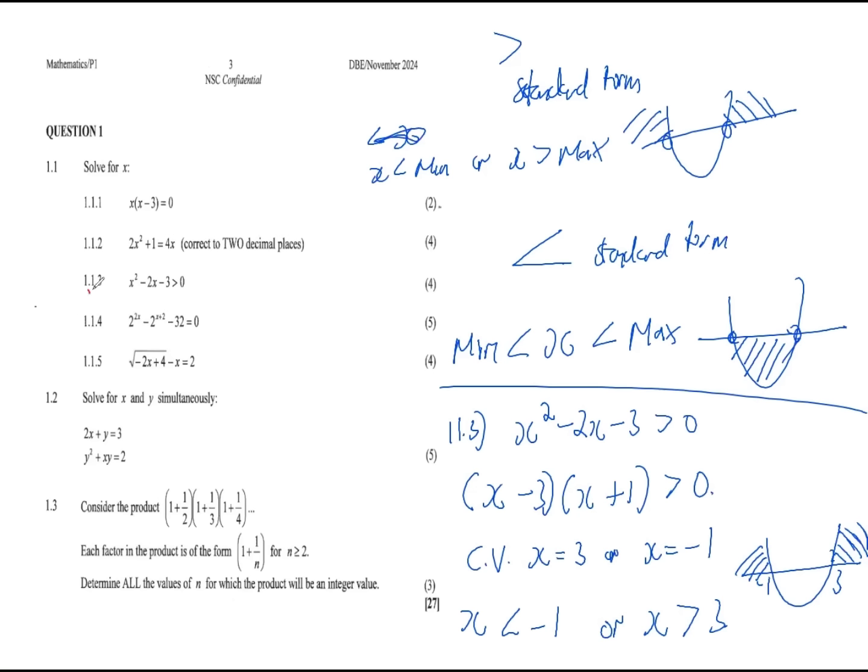Where are we going to get the marks? We're going to get the marks for the factors. So the factors will give us a mark, and then the critical values will give us a mark, and also the answers will give us a mark, each of the answers.